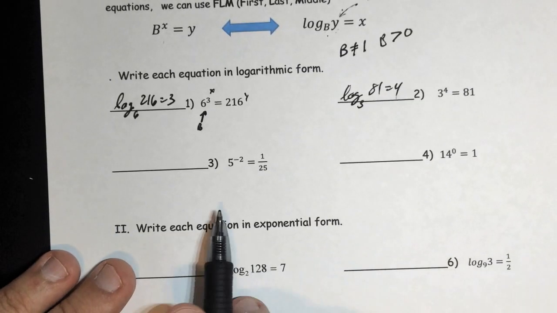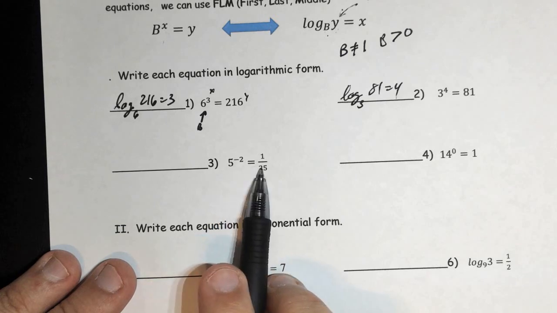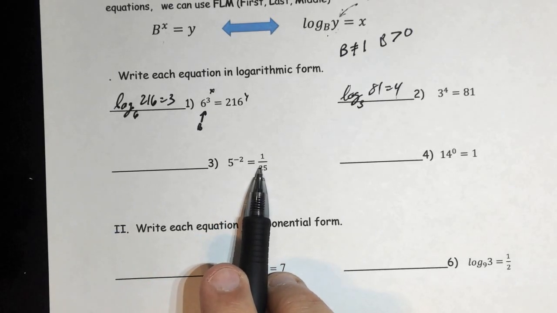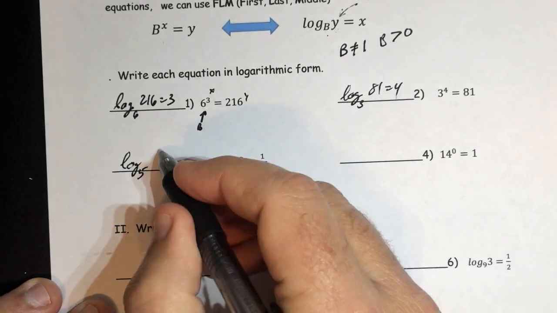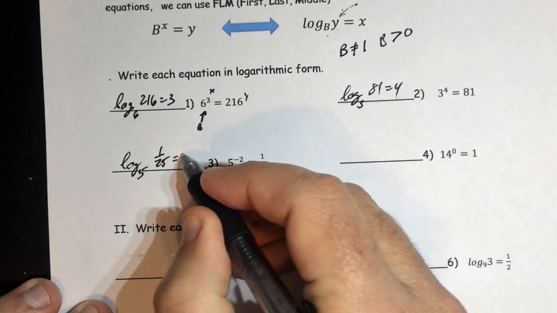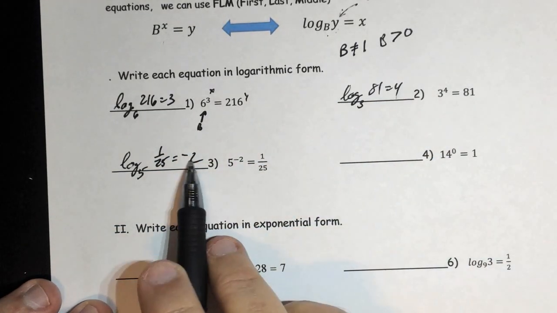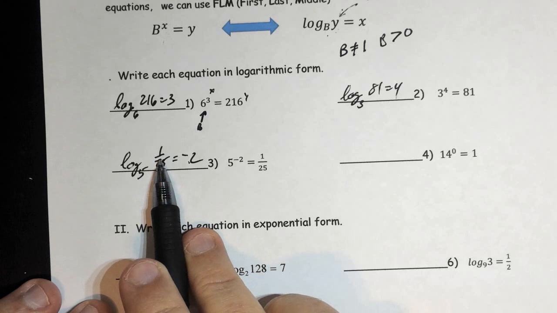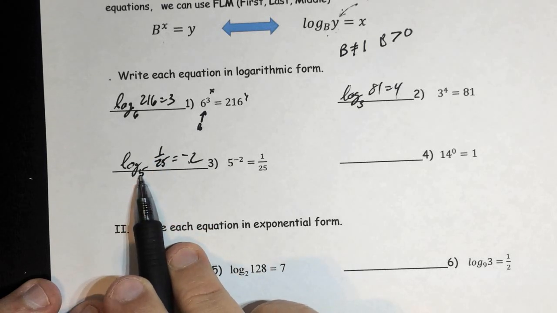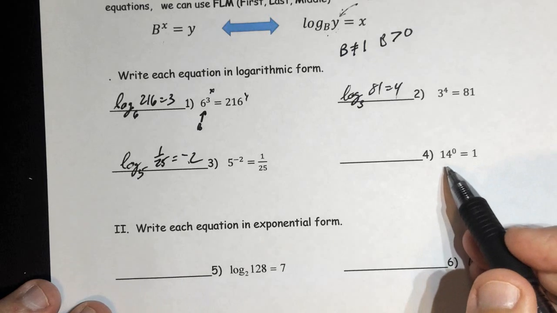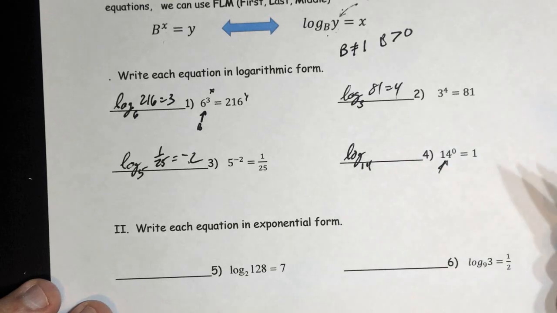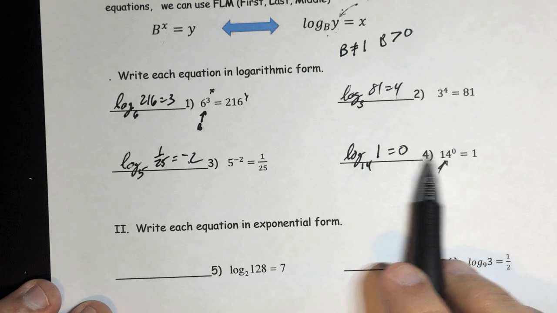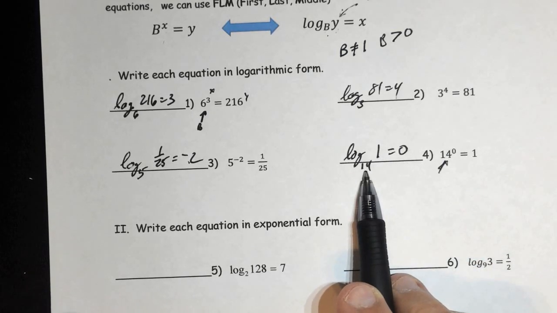Here, 5 to the negative 2 power we know is 1 over 25 because it flips it, correct? So if I change this, this would be log base 5 of 1 over 25 is equal to negative 2, which is true. Again, this number can be any number we want. This has to be a positive number, and the base cannot be 1, and it has to also be positive. And then we have this one. What's my base? 14. So it's going to be log base 14 of 1 is equal to 0. In fact, that works for any base we want.